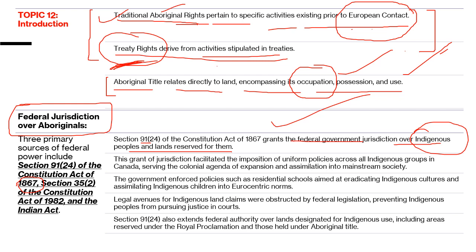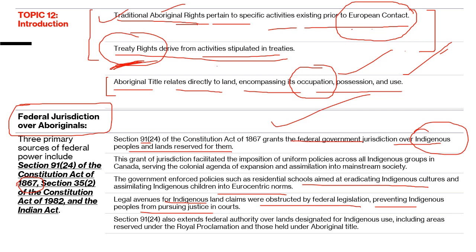This grant of jurisdiction facilitated the imposition of uniform policy across all indigenous groups throughout Canada. So the federal government is controlling. What do we mean by this? That there are no different province-wise rules and regulations. Everything is uniformly controlled. The government enforced policies like residential schools, aimed at eradicating indigenous culture and assimilating indigenous children into Eurocentric norms. Then legal avenues for indigenous land claims were obstructed by federal legislation, which prevented indigenous people from pursuing justice in court.